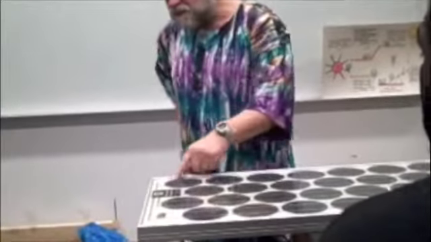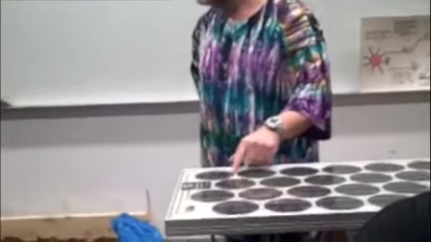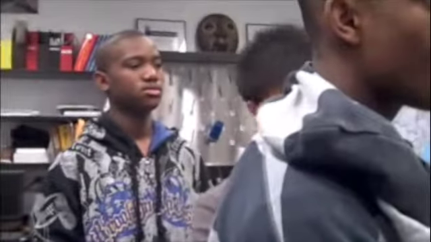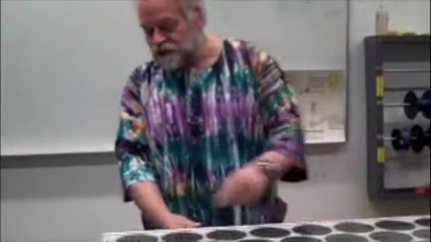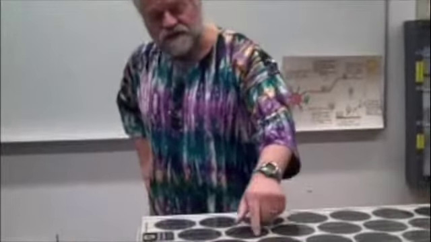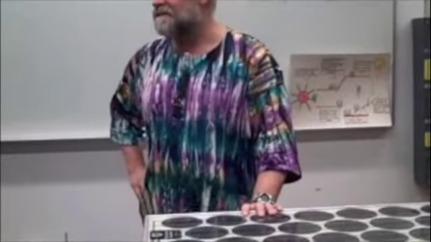So do you know what each one of these circles is? A cell. Solar cell. Do you know what a solar cell is? It transforms photons into electricity. It transforms light into energy. And a solar cell is just another type of diode. Right? So each one of these circles is just a very large area diode.